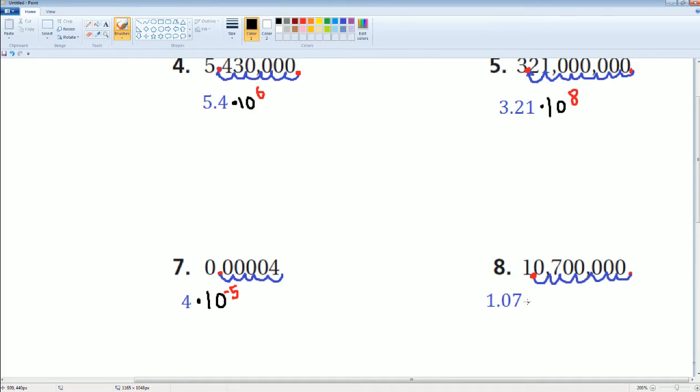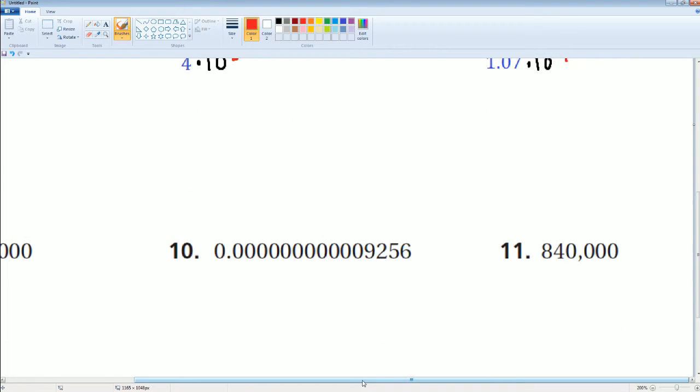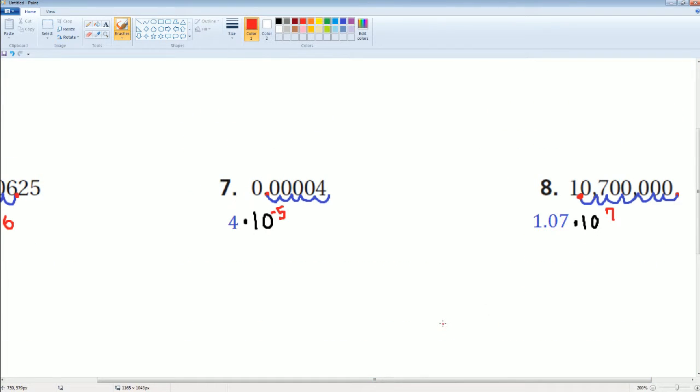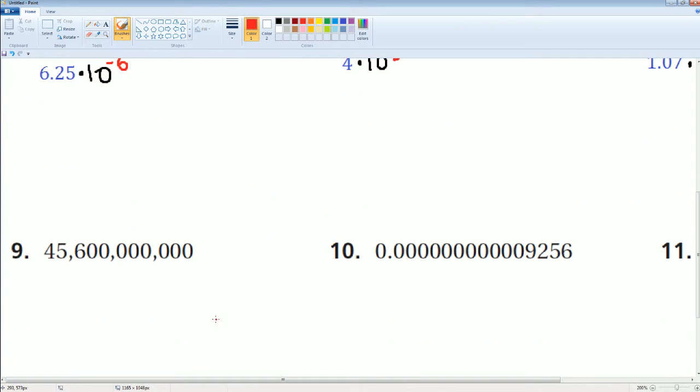And multiply this by 10. Exponent here is 1, 2, 3, 4, 5, 6, 7. Positive or negative? It's positive because this is a large number. So that's your answer. 1.07 times 10 to the 7th power. Good.